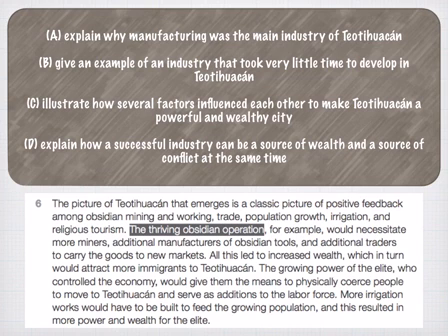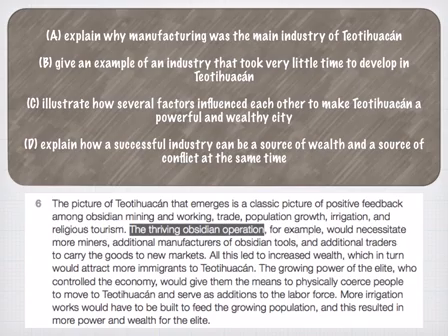So if we have a look at answer choice A, explain why manufacturing was the main industry in Teotihuacan. Remember, we're trying to link this idea of the thriving obsidian operation to the idea that manufacturing was the main industry in Teotihuacan. It doesn't really mention this a lot. It doesn't really mention this as the main industry.